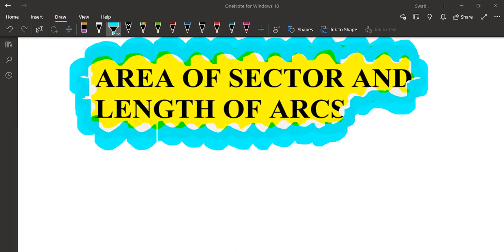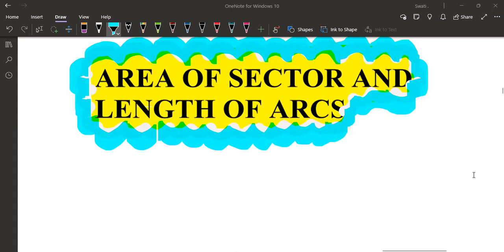Today I'm again here with another topic, and the topic is area of sector and length of arcs. Of course, if I'm talking about sector and arc, that means I'm talking about circle. So, before we go into detail of area of a sector, how do we find area of a sector, how do we find length of an arc? Let us understand about circle.